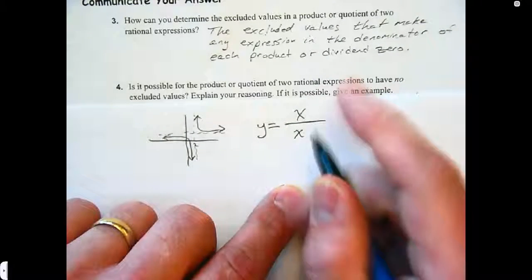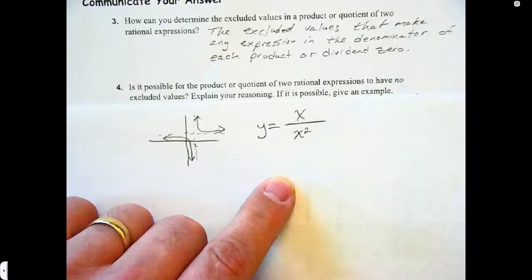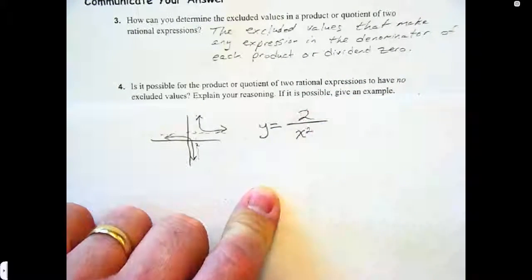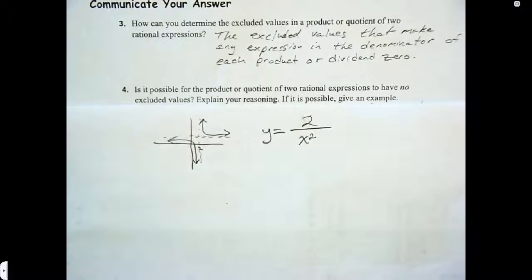So x over x squared, and let me even make it easy. Let's put a 2 up here. 2 over x squared, that is still undefined at 0. Jenna?